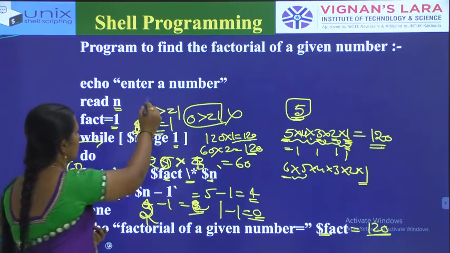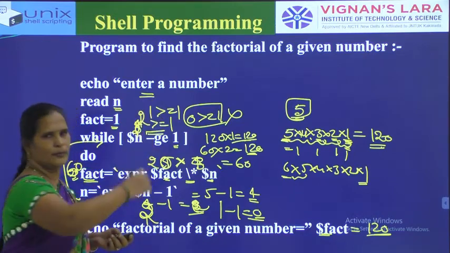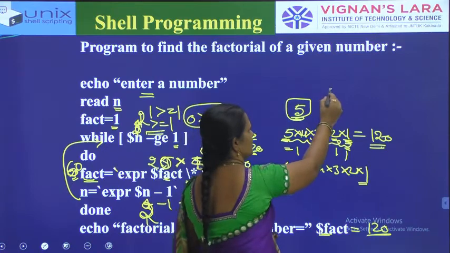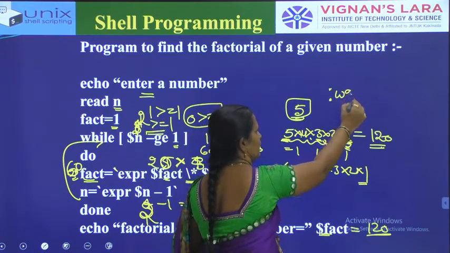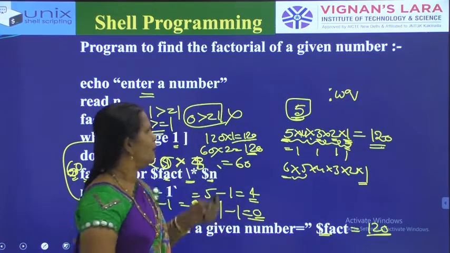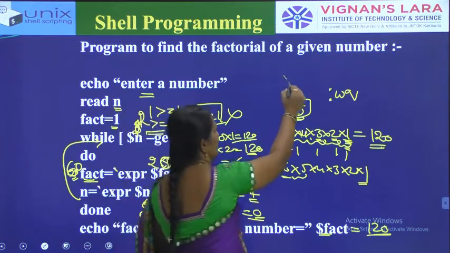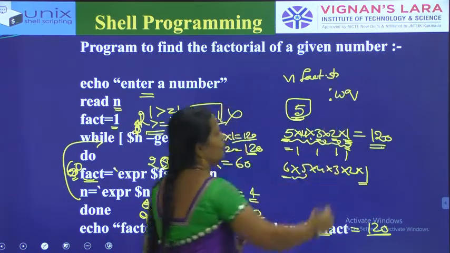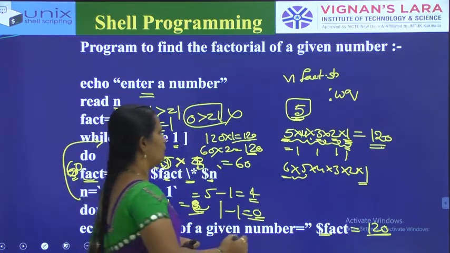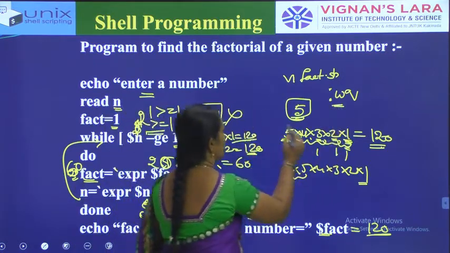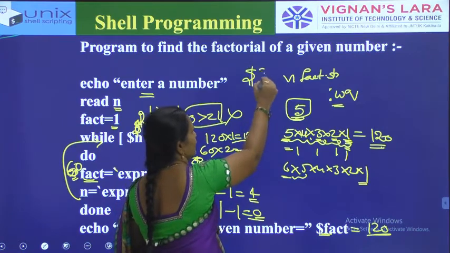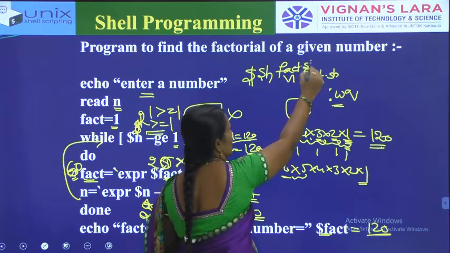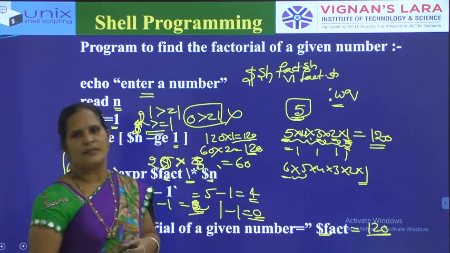After writing a program, what do we have to do? We have to save the file. How to save the file? By pressing escape and then :wq, we can save the file. For example, the file name is vi fact.sh. Immediately the $ prompt will appear. After that, you have to specify sh fact.sh, which is used to compile and execute the shell program.